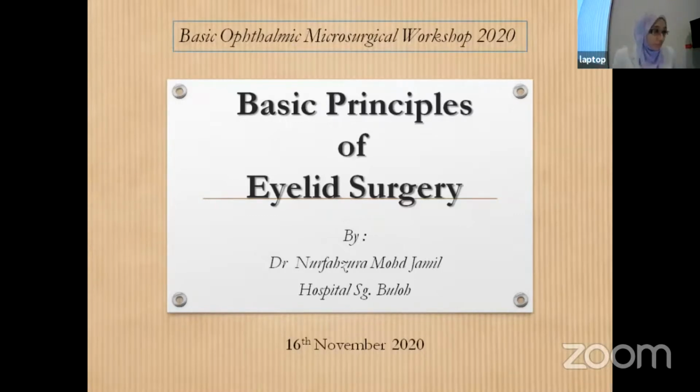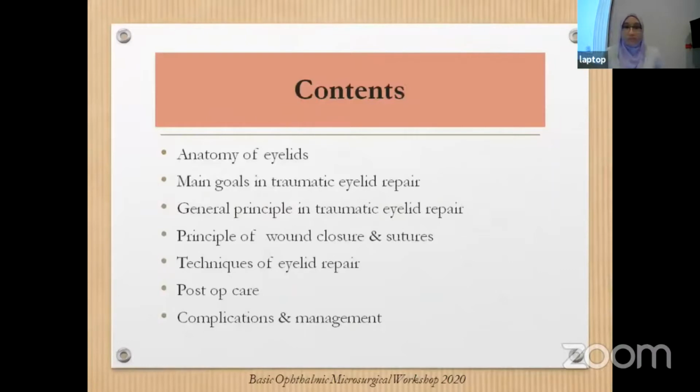Okay, so we proceed with the next topic on basic principles of eyelid surgery. For today, we will cover the anatomy of the eyelid. This is the basic thing, the most important topic that you all should know. And then the main goals in traumatic eyelid repair, the general principles in traumatic eyelid repair, the principles of wound closure and the sutures, techniques of eyelid repair, post-op care, and also the complications and management of eyelid repair.